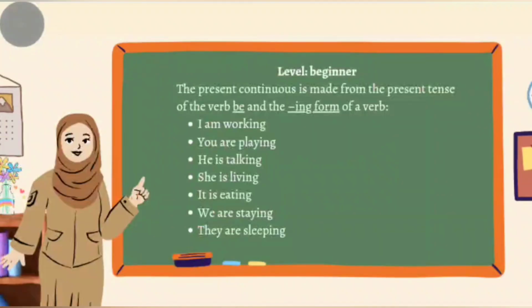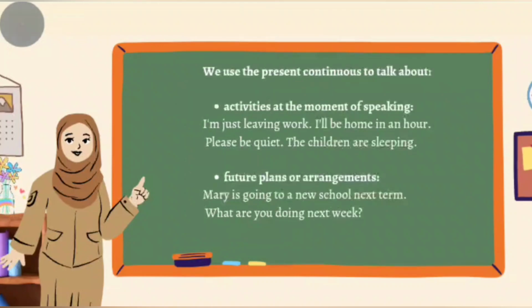Level beginner. The present continuous is made from the present tense of the verb be and the -ing form of a verb. I'm working. You are playing. He is talking. She is living. It is eating. We are staying. They are sleeping.